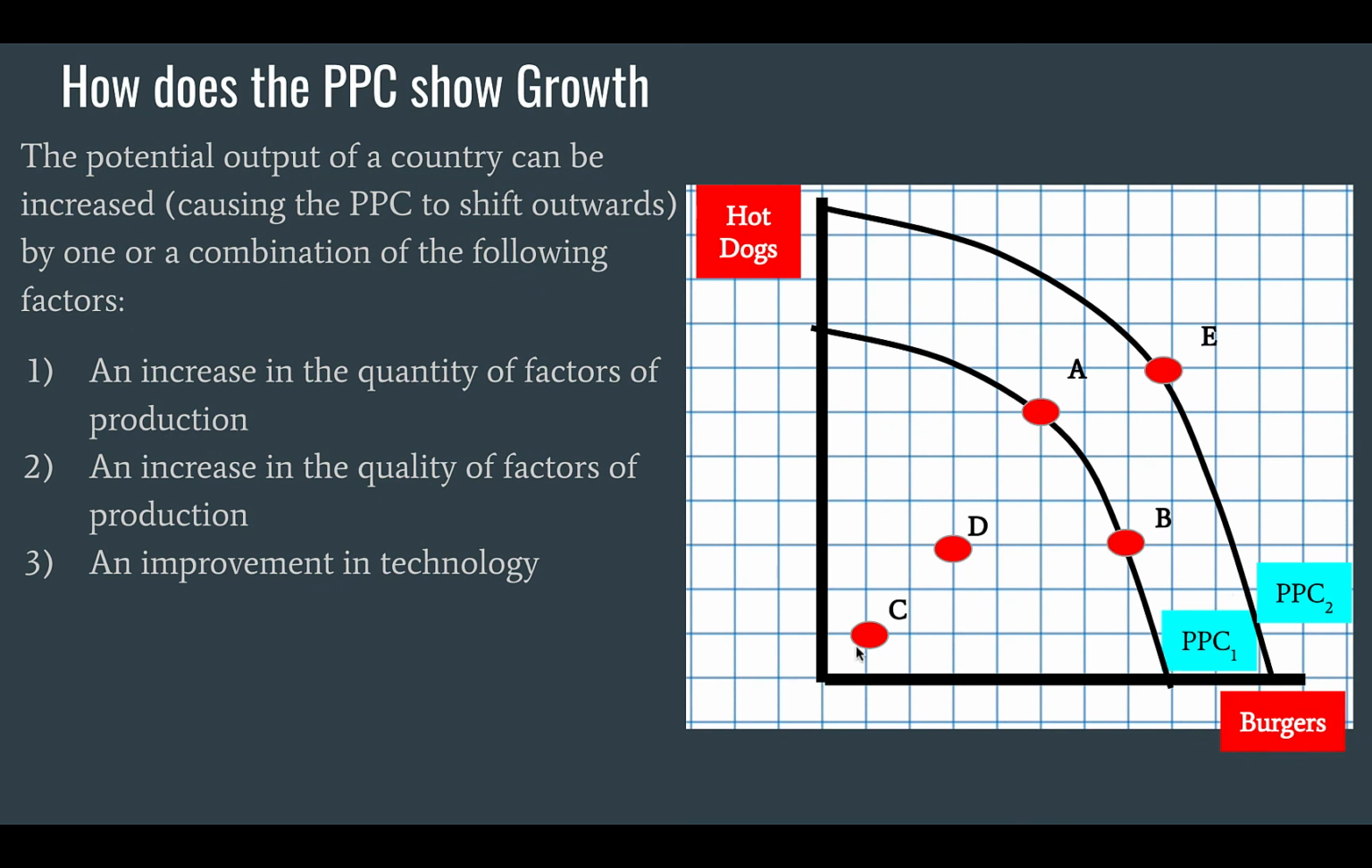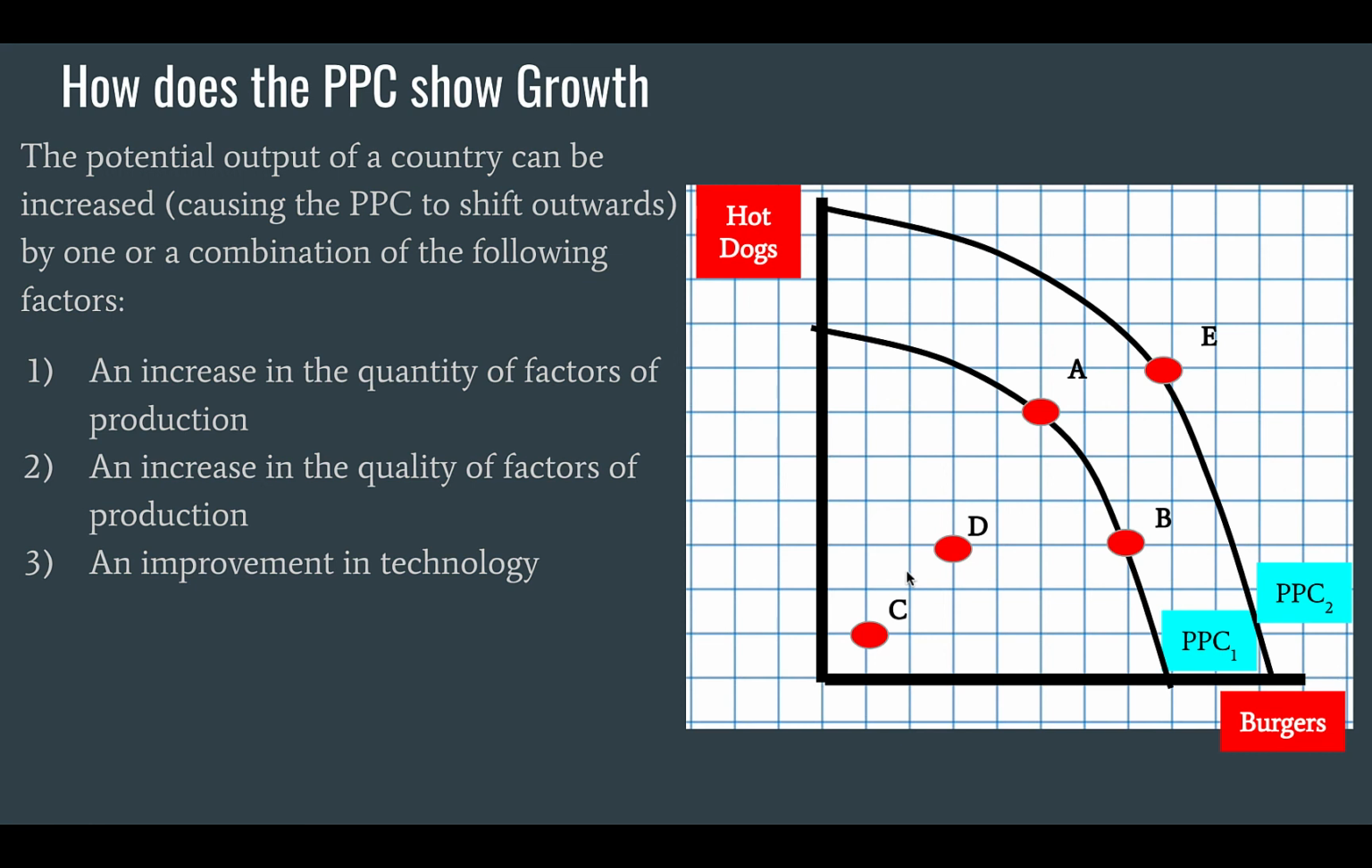However, we could have stayed at point C, right? We could have, because we weren't using all of our factors of production, or all of our factors of production efficiently, but the PPC curve could have shifted outwards from PPC 1 to PPC 2. And I want you to know that it's our potential that is shown by the PPC curves, but our actual production is shown by whatever combination of goods and services that we produce.